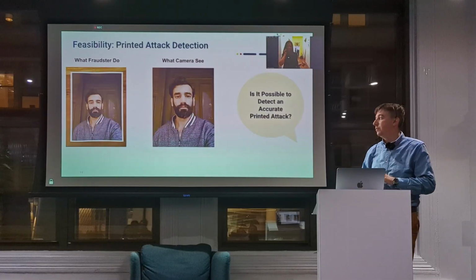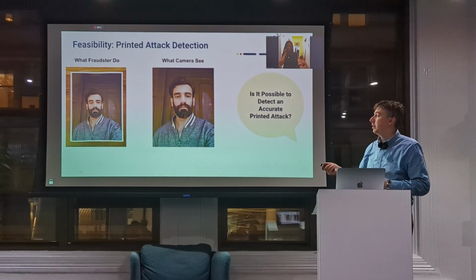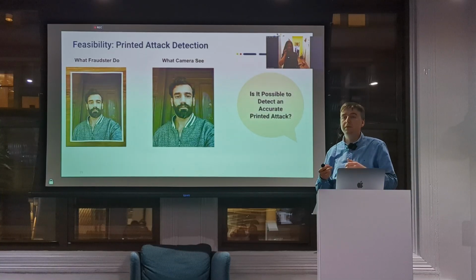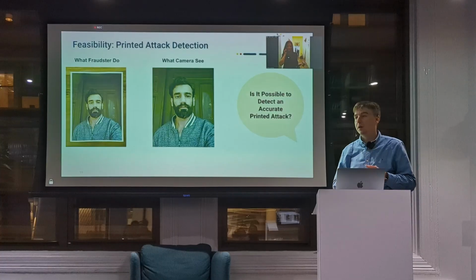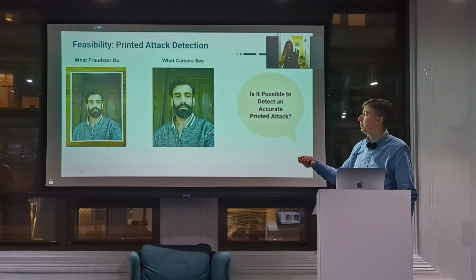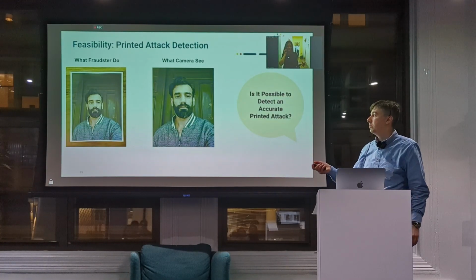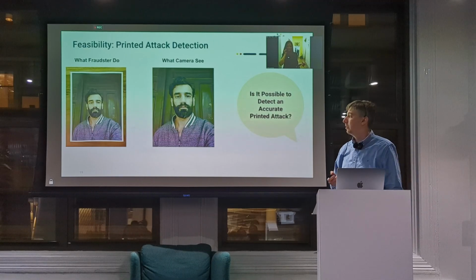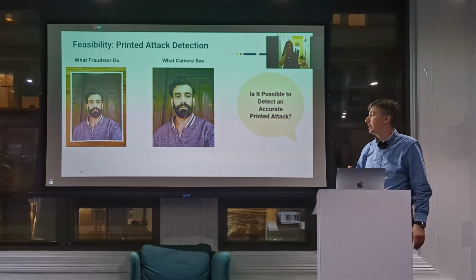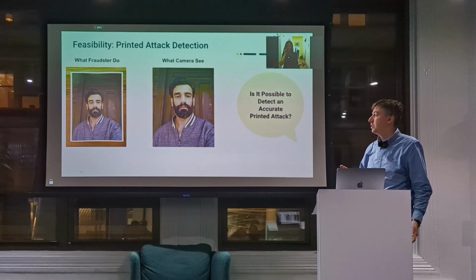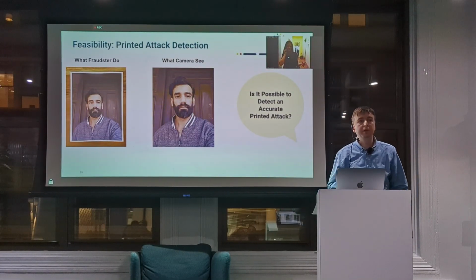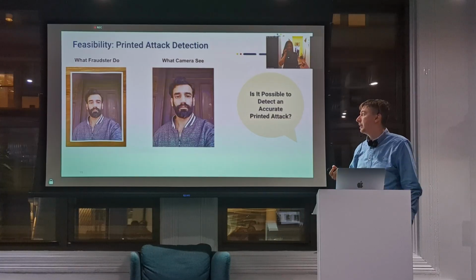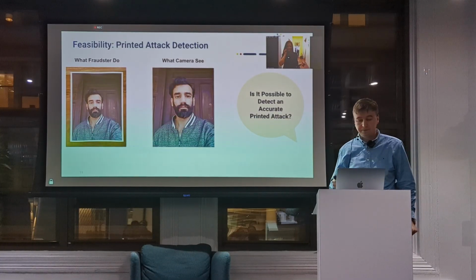Another example. Is it feasible, again? This is a more complicated case, because here we are not dealing with the screen door effect, we're not dealing with a screen, we're dealing with a printed photo, printed on a good quality printer, and there are no screen door effects here. There are almost no other kinds of effects visible to the human eye here. So how to deal with that?